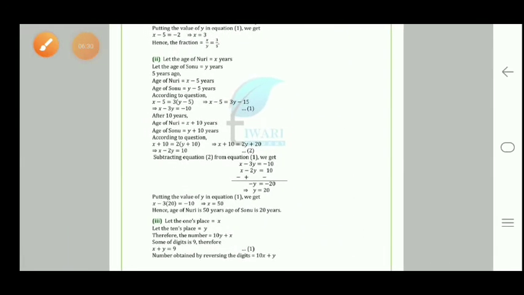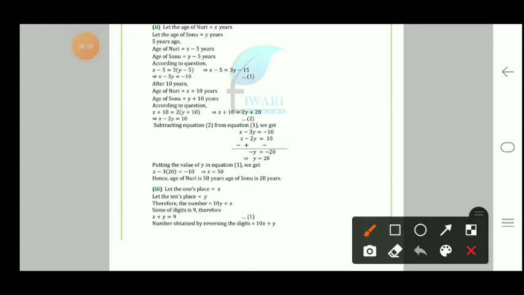So, let the digit at ones place be x and that at tens place be y. So, the required number will be 10y plus x. Sum of the digits is 9, that means x plus y is equal to 9. Now, the number obtained by reversing the digits will be 10x plus y.